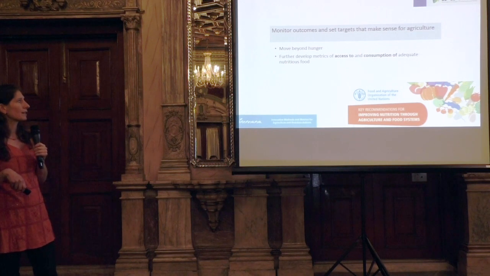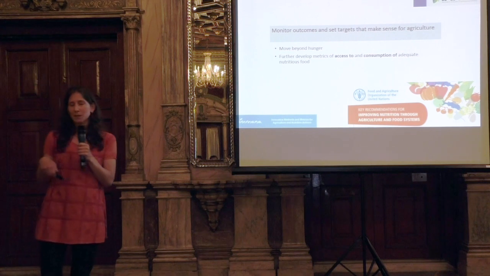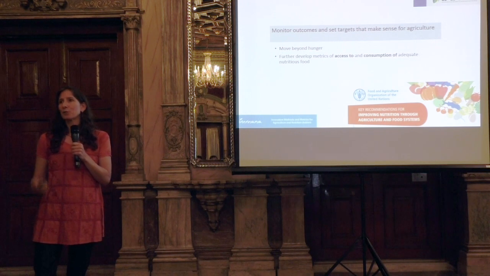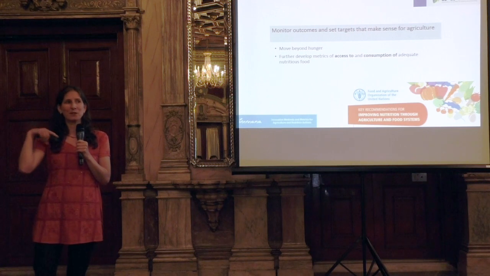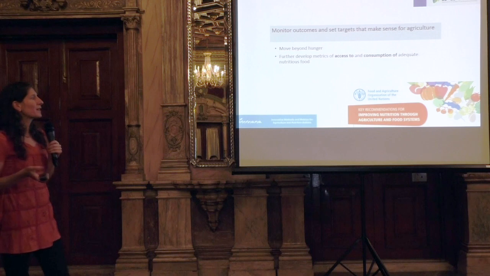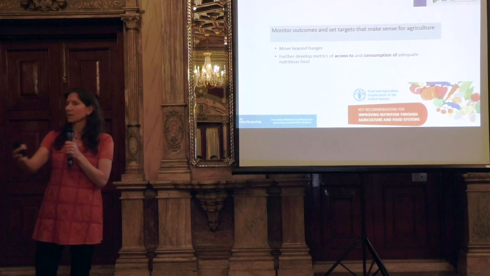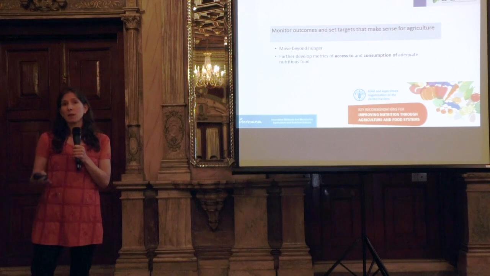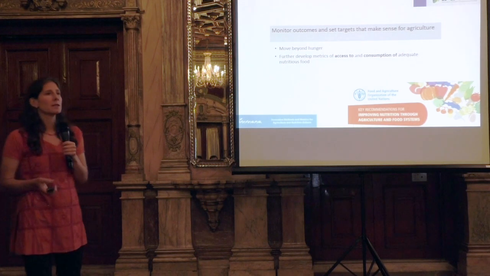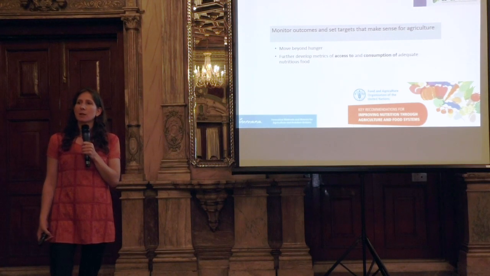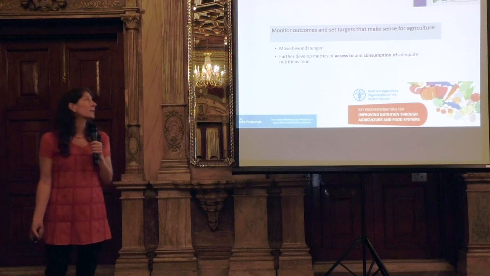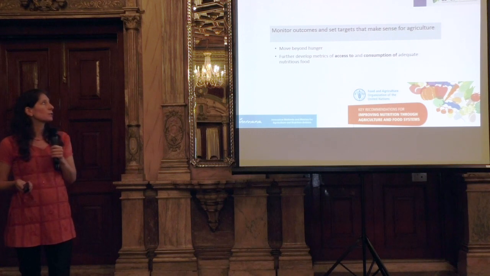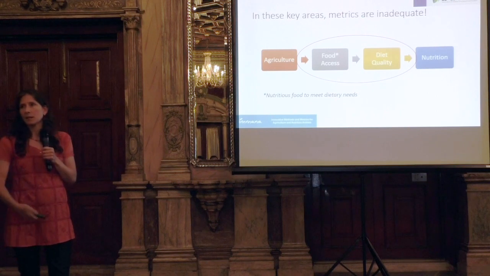I just wanted to note the key recommendations for improving nutrition through agriculture and food systems, which were developed by the Ag2Nut Community of Practice, which I know many people in this room are a member of. And if you're not, just Google Ag to Nut, and you can join. It's a community of practice that came up with what everybody working in this field thought were important things to do in linking agriculture and nutrition, and it was then adopted by FAO and several other implementing organizations. One of the recommendations that had broad agreement among stakeholder groups was that it's important to monitor and set targets that make sense for agriculture in terms of nutrition, so move beyond hunger, and further develop metrics of access to and consumption of adequate nutritious food. So again, the food access and diet quality pieces.